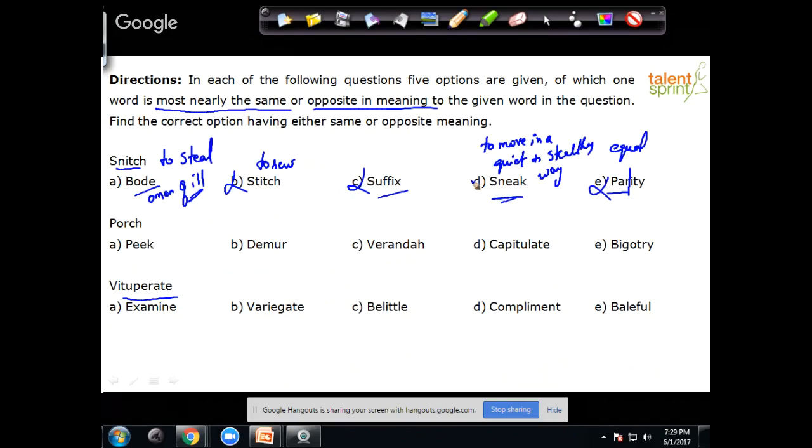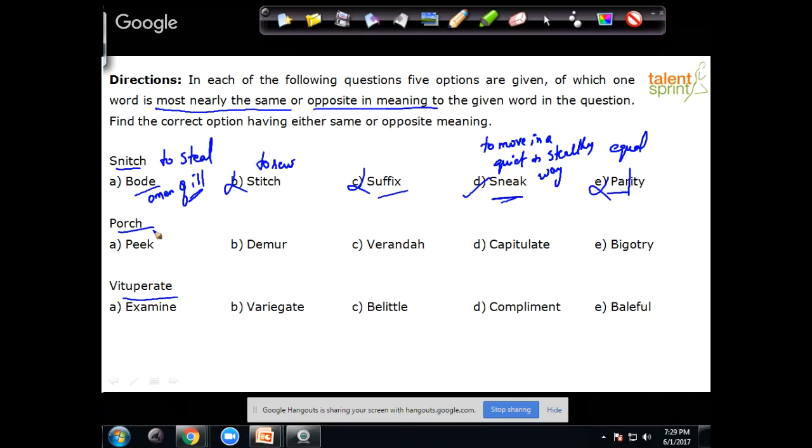So the closest one in meaning or connection to snitch will be sneak, because another thing that you do underhandedly is to steal without people knowing that you're doing that. So this is a tough one actually, if you ask me.